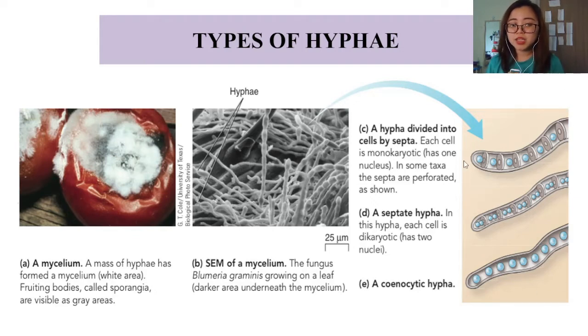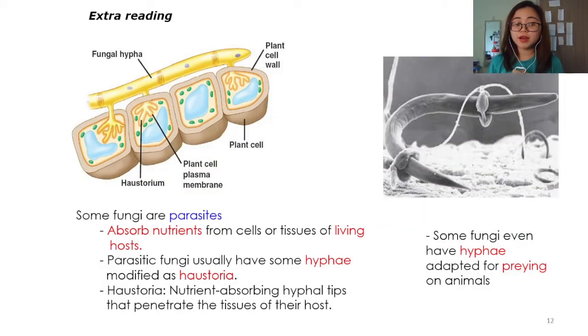If it is a septate hypha, which means it is separated by septa, sometimes there is only one nucleus in each cell. Sometimes it is multinucleated. So you see here, there is a septum separating them, but in each cell there is more than one nucleus. So that is also possible depending on the species. And down here we have the coenocytic hypha where there is no separation at all. Okay, so those are the types of hyphae that are in the syllabus.